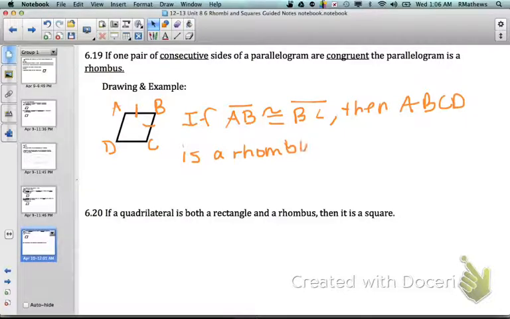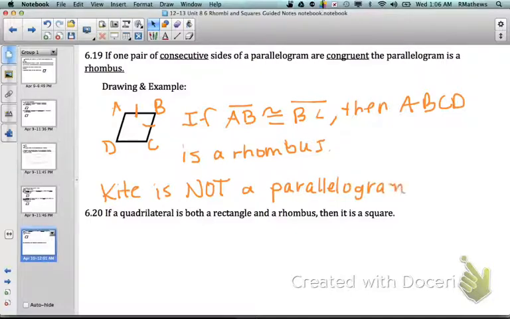Now, where people might get confused about this is with the kite, right? Because the definition of a kite is that it has consecutive sides that are congruent. However, we have to remember a kite is not a parallelogram. Okay, a kite is not a parallelogram, so that's why this theorem doesn't work for a kite, because kites aren't parallelograms, and this theorem is about consecutive sides on a parallelogram.